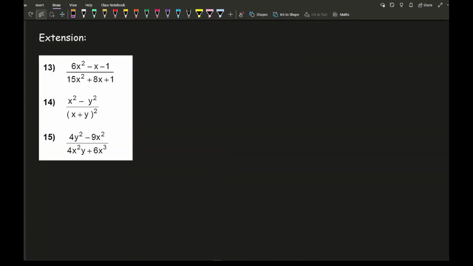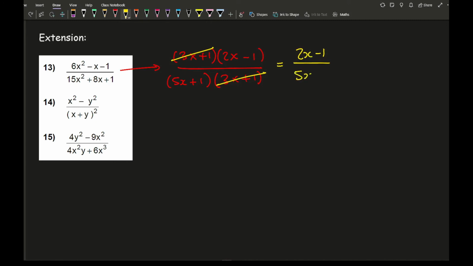Now looking at these extension questions, here we need to take our factorising quadratics to another level. So for this it's complex factorising, and again I'll include a link to a video on how we actually do this. But factorising number 13, at the top we get 3x plus 1 and 2x minus 1, and at the bottom we're going to get 5x plus 1 and 3x plus 1. And again, as you can see, we've got a common bracket, which then just leaves me with 2x minus 1 over 5x plus 1.